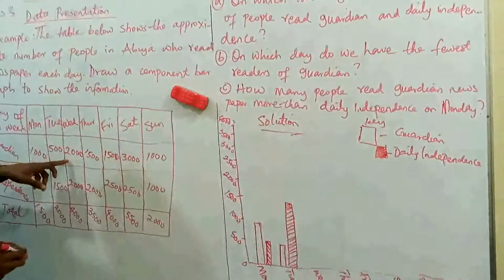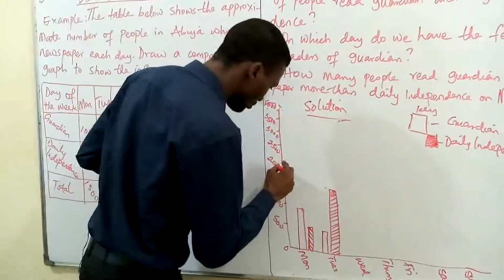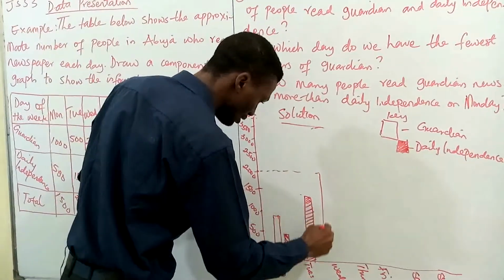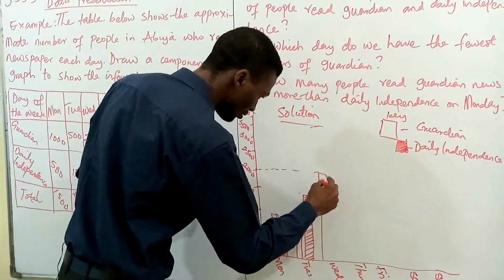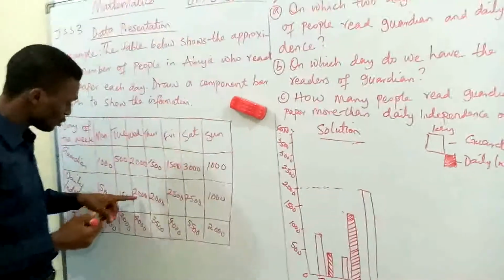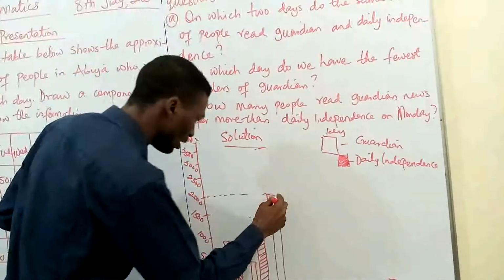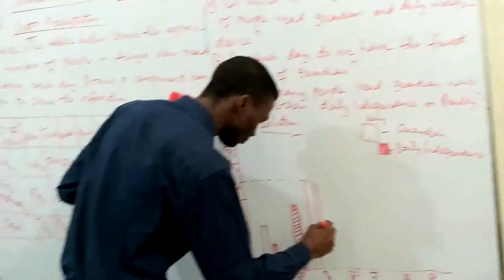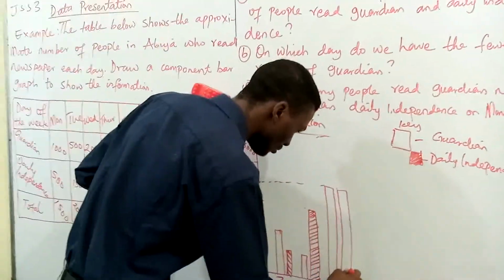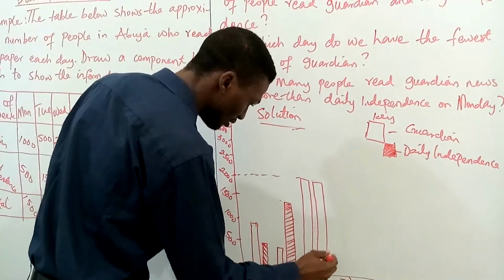For Wednesday, we have 2,000 Guardian newspaper readers. So we have 2,000 here. And 2,000 Daily Independent readers. So we have 2,000 here. Of course, the Daily Independent is always shaded.